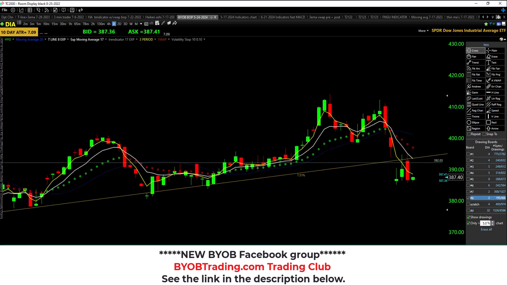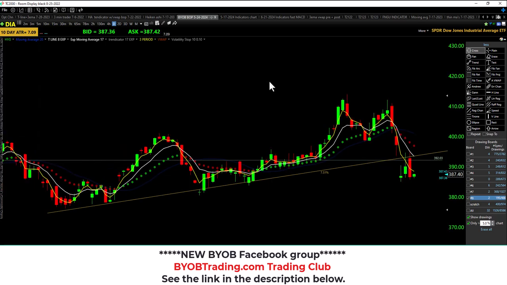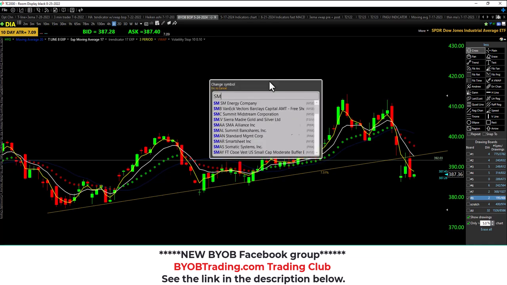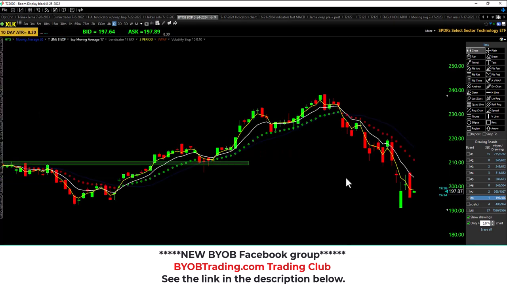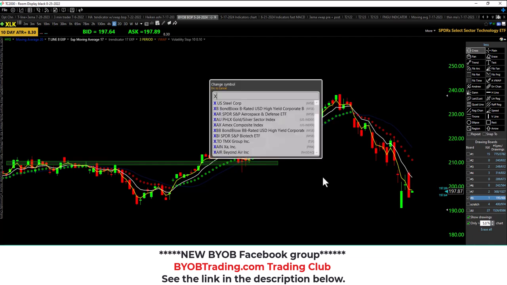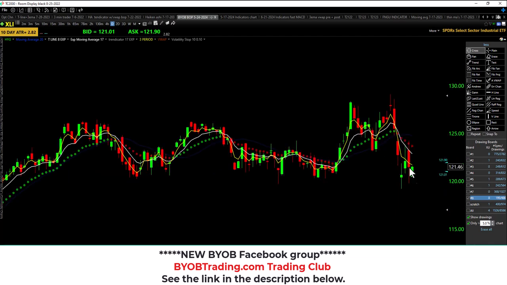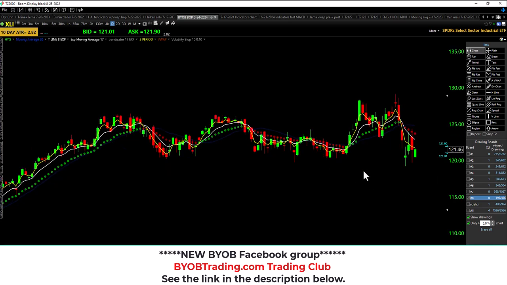So there's Diamond Dow. Let's take a look at a few sectors. First sector we'll take a look at is SMH. SMH, another outside day closing under the trap in a downtrend, making lower highs and lower lows. XLK, technology sector, outside day. Again, making lower highs, lower lows in a downtrend, closing under the trap, under the falling 17 EMA. XLK, downtrend. XLI, industrials, downtrend here. Broke the lows. Outside day, closing under the trap, under the 17 EMA. So XLI in a downtrend.